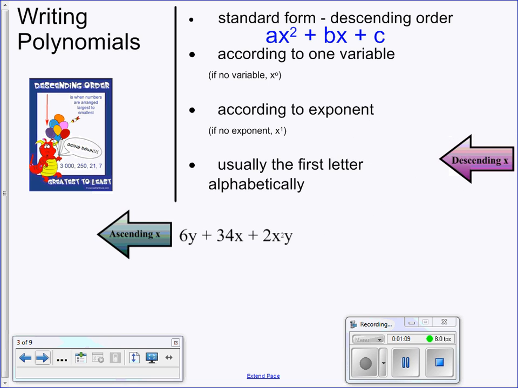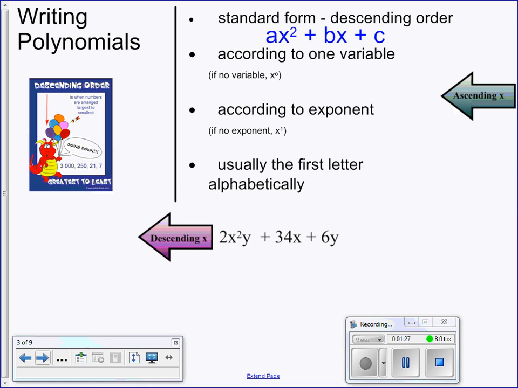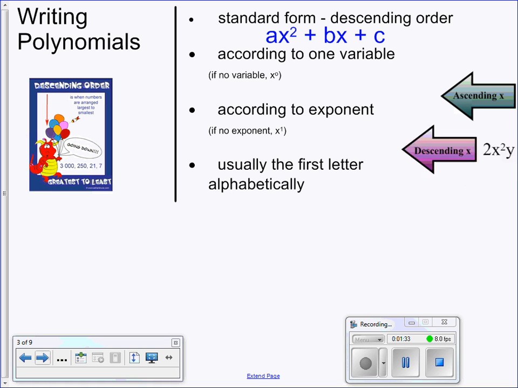So we're talking about ascending. So we're looking at 6y, so y to the first, x to the first, and then x squared y. Descending, the x squared is first, then with the y, then x to the first, and then x to the 0.